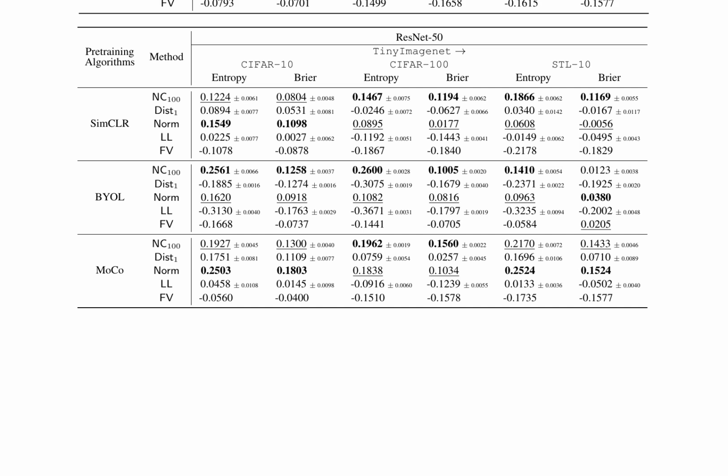MoCo with NC100 demonstrates moderate correlations across all tasks for both architectures. In contrast, DIST-1 and norm baselines exhibit weaker correlations with NC100 across all tasks and architectures. The LL and FV baselines generally exhibit negative correlations with NC100, indicating their limited effectiveness in capturing neighborhood consistency. These results suggest that the proposed NC100 metric is effective in capturing the neighborhood consistency of self-supervised learning methods and can be used as a reliable indicator of their performance on transfer learning tasks.